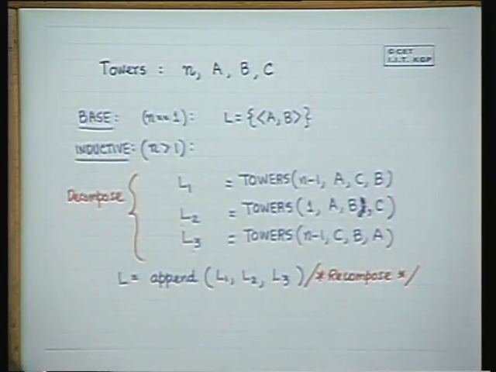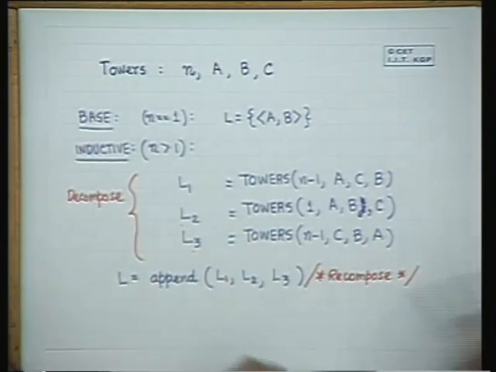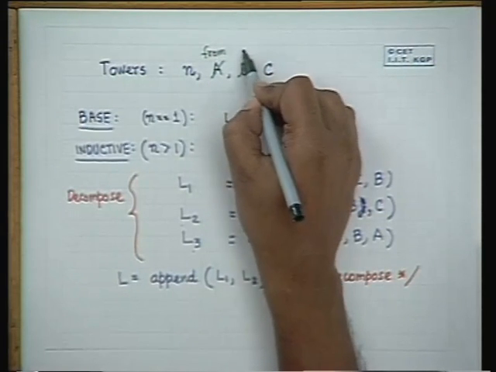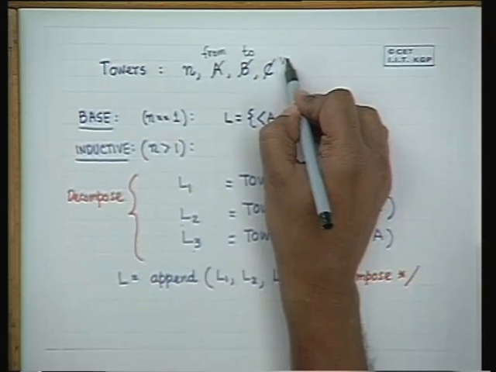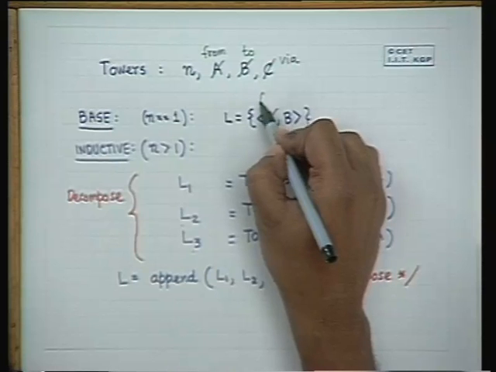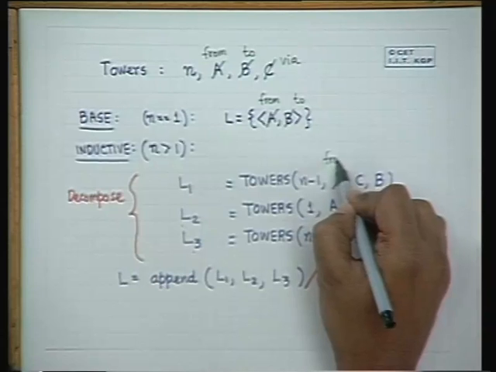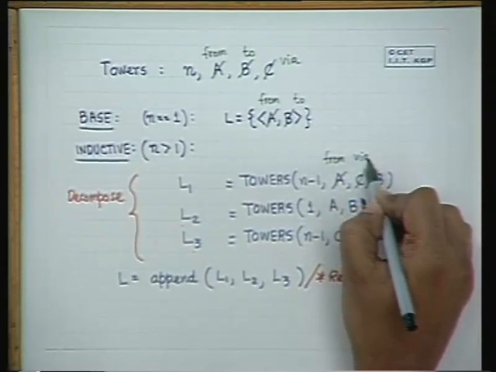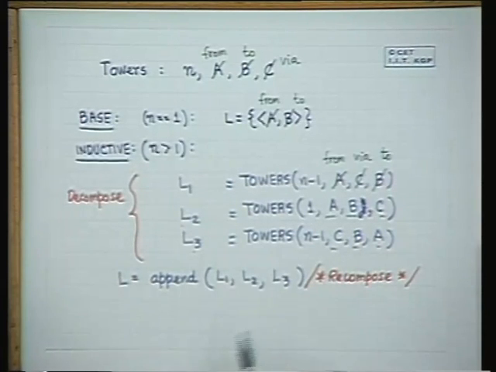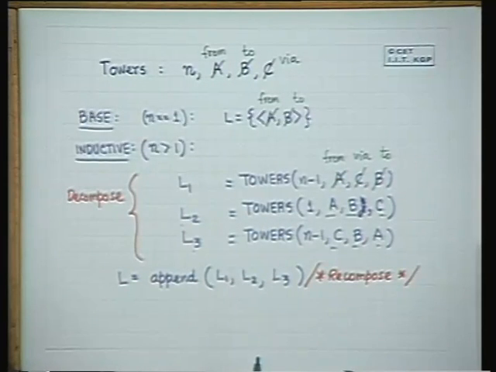So let us convert it to variables, and let us say this is called from, this is called to, and this is called via, and you replace A by from everywhere here, B by to, and C by via in terms of variables, here, here, here, here, here, here, and you will get your function in terms of variables.